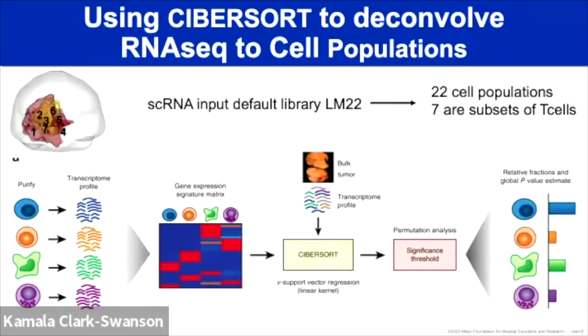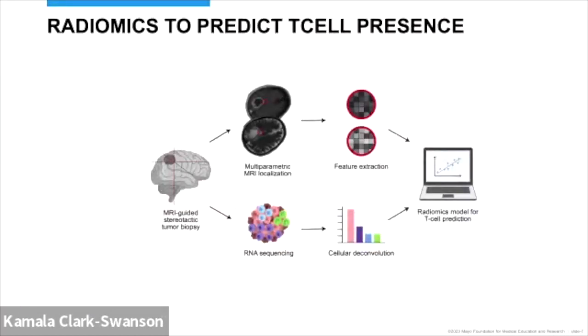The library that we were using for the single cell was a default library in CIBERSORT. It was leukocyte, so I think it is pretty focused on the hematopoietic system. But it breaks it down into 22 cell populations. 7 of them are different T cell subpopulations. So when I talk about T cells later, I am going to be talking about the sum of all of those T cells.